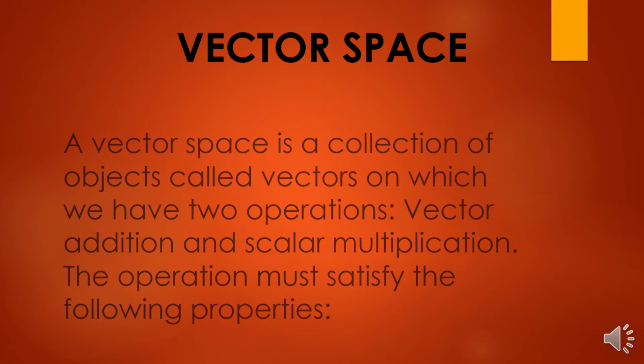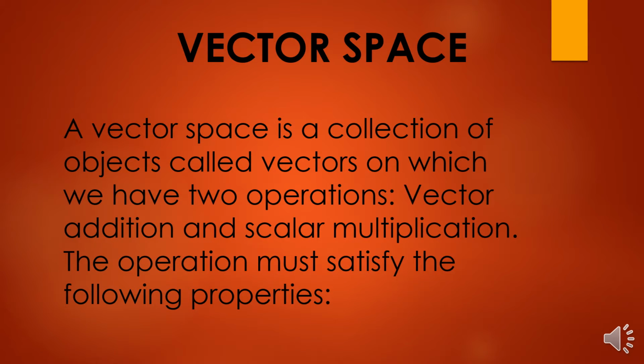Presenting number 2, and in this clip I'm looking at part A, which is about vector spaces. What is a vector space? A vector space is a collection of objects called vectors on which we have two operations, vector addition and scalar multiplication, and the operations must satisfy the following properties. There are only two operations we are looking at, that is vector addition and scalar multiplication.